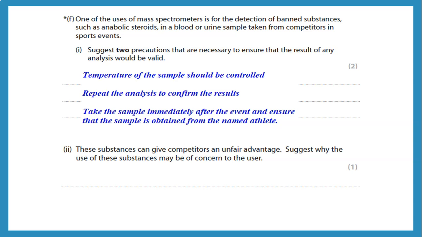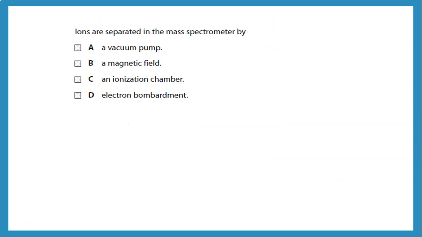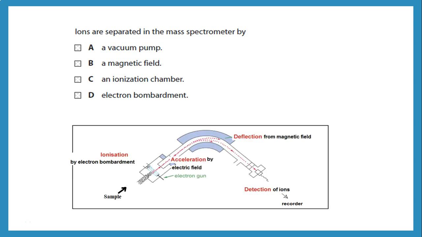Why may the use of these substances be of concern to the user? Actually, it is harmful to use these anabolic steroids because they may cause harmful side effects such as liver damage or heart attack, or if they're taken by female competitors, it gives them masculine features. Ions are separated in the mass spectrometer by, again, where do we have ions separated in the mass spectrometer? This is in the magnetic field, where we have deflection of the different particles with different masses.